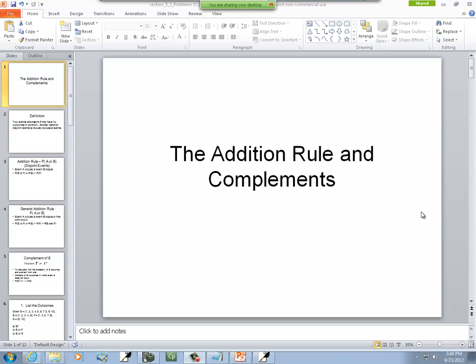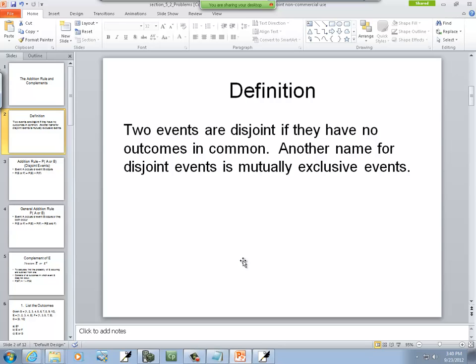Let's take a look at the addition rule and complements. And first we'll look at a definition. Two events are disjoint if they have no outcomes in common. Another name for disjoint events is mutually exclusive events, and this will make more sense once we start talking about some examples.